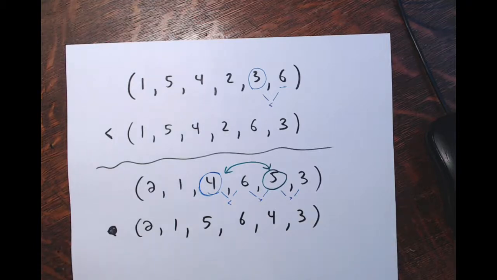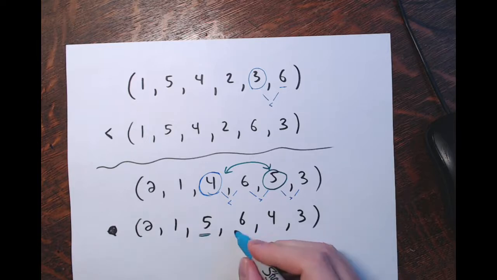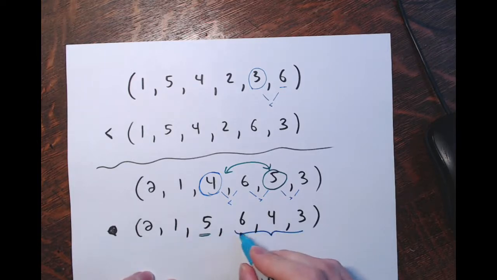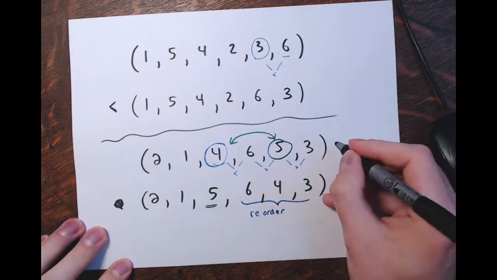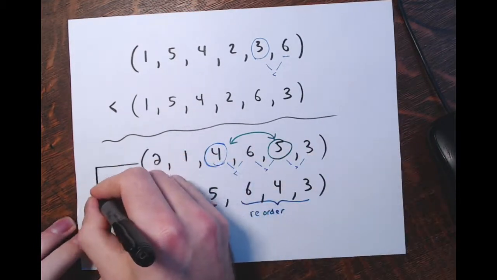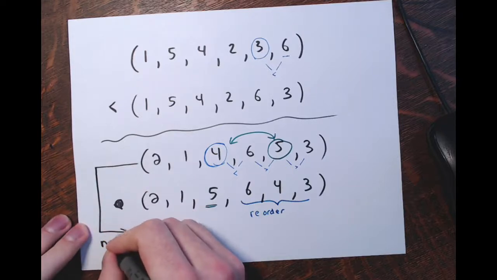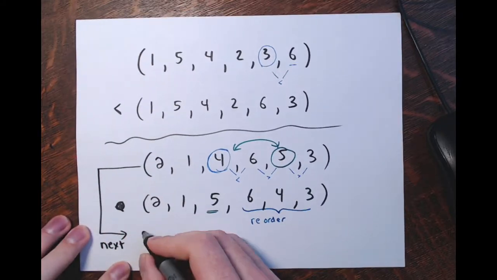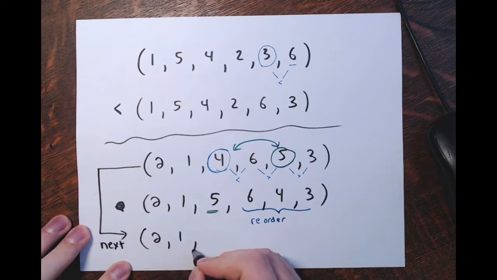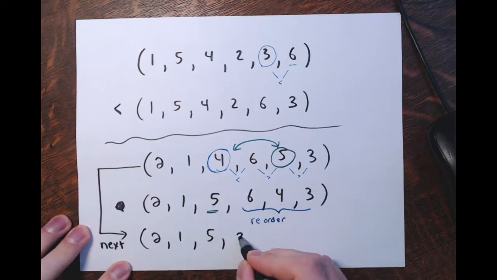And then after the swap, take the numbers beyond that swap position, beyond the 5 here, and reorder those from least to greatest. So instead of 6, 4, 3, I'm going to make that 3, 4, 6. So from this permutation, the very next one in lexicographic order would be 2, 1, 5, and then 3, 4, 6.